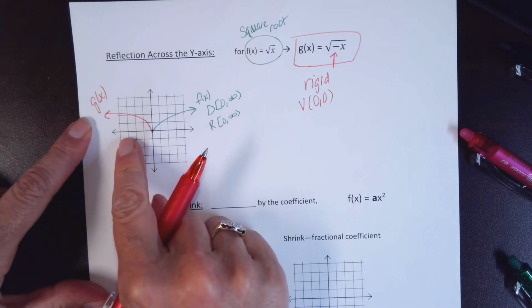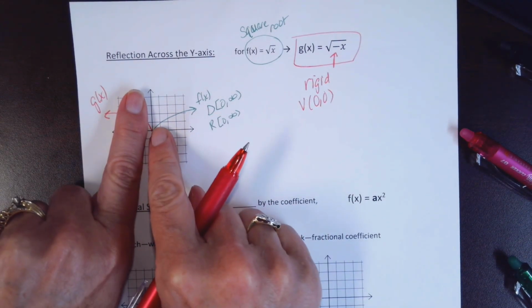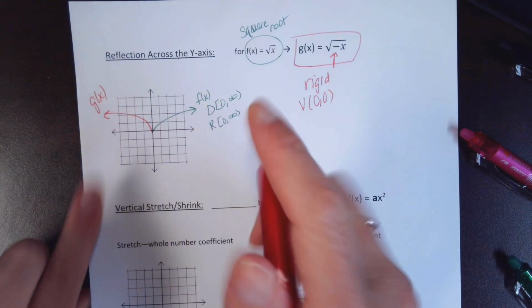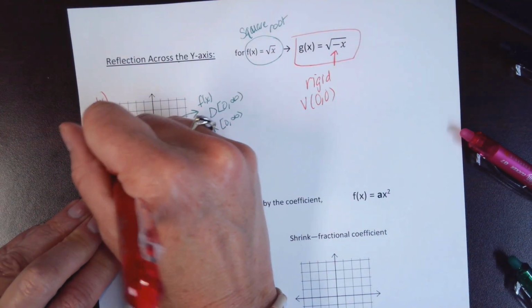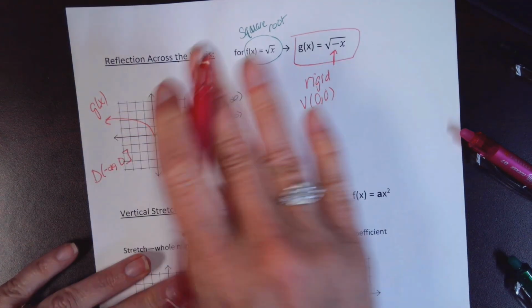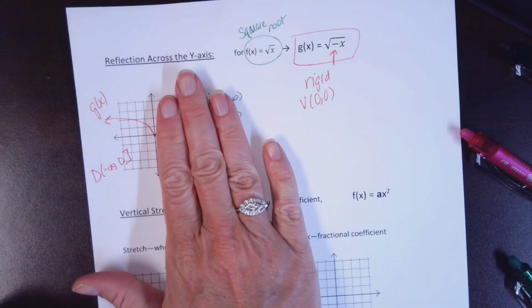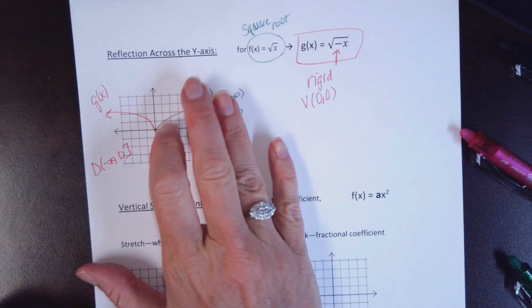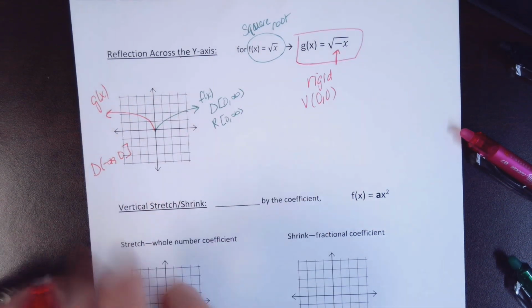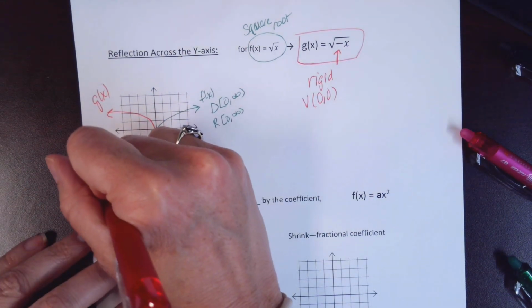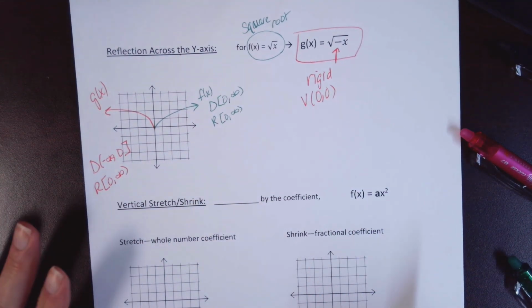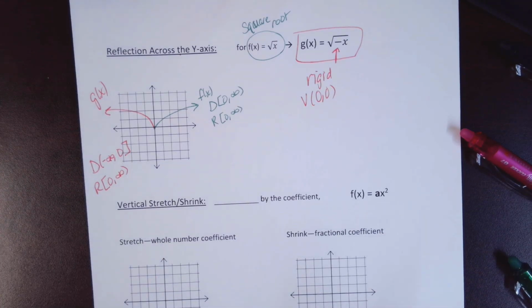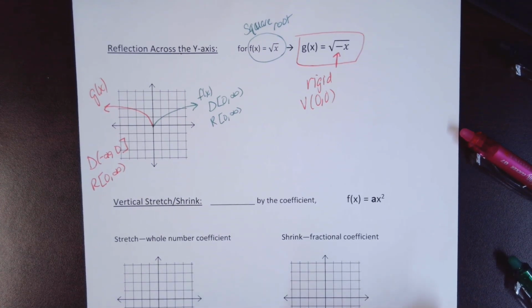My domain is no longer starting at 0 going to positive infinity. My domain is now starting at negative infinity and going to 0 and stopping. That's the domain for my transformed function. The range is still 0 to positive infinity. The range hasn't changed. Notice that things that are all real numbers are always all real numbers. If you have a limit though, that limit can change depending on the transformation you do.